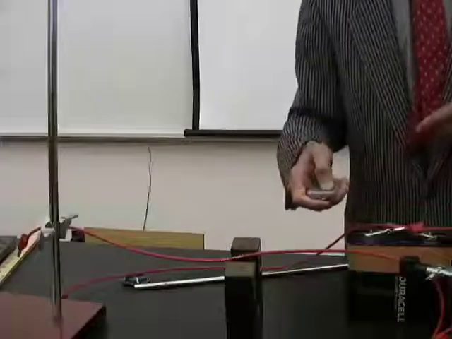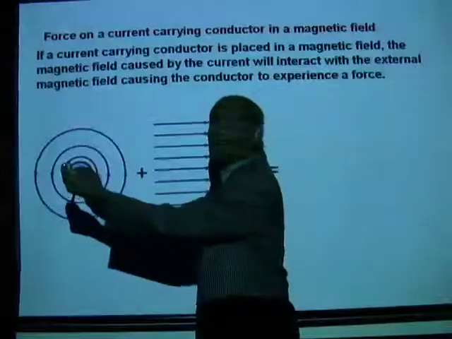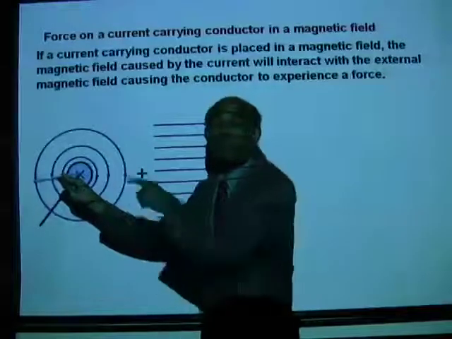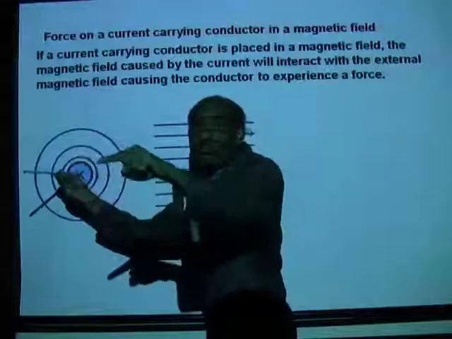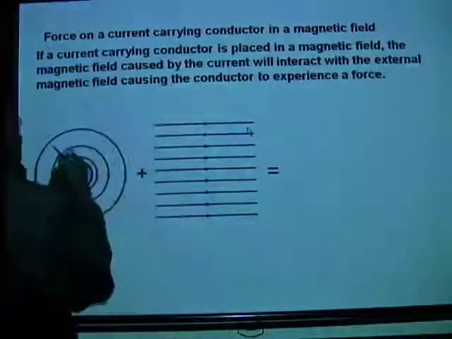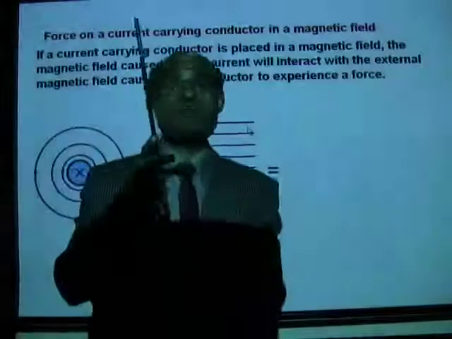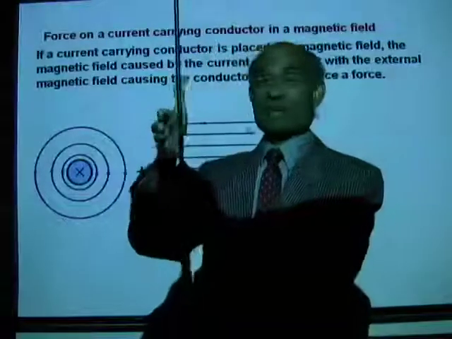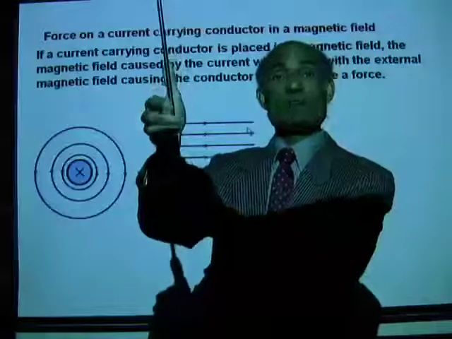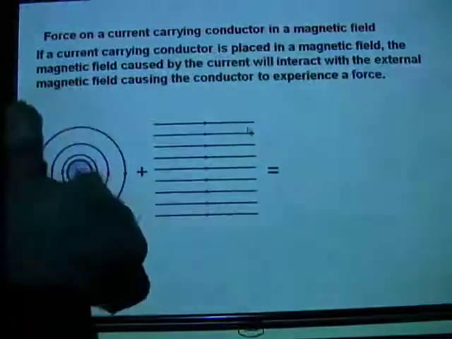What is the reason for such a force? Now here, I have a current carrying conductor. Now imagine that the conductor is coming from behind the board, outside, through the board, so that the magnetic field is created by it. Remember, we talked about the direction of the magnetic field due to a current. If your thumb indicates the direction of the current, the direction in which you wrap your fingers is the field.